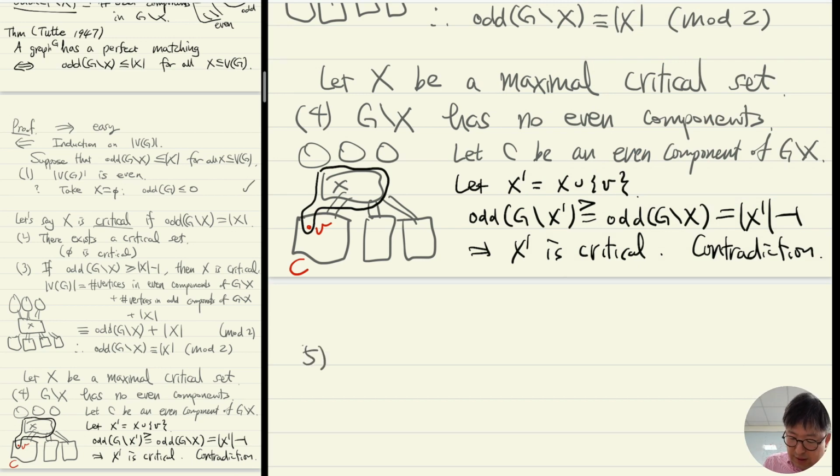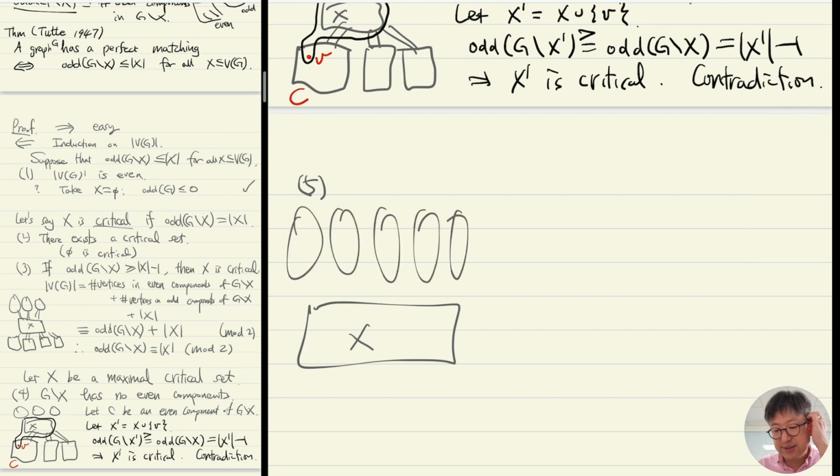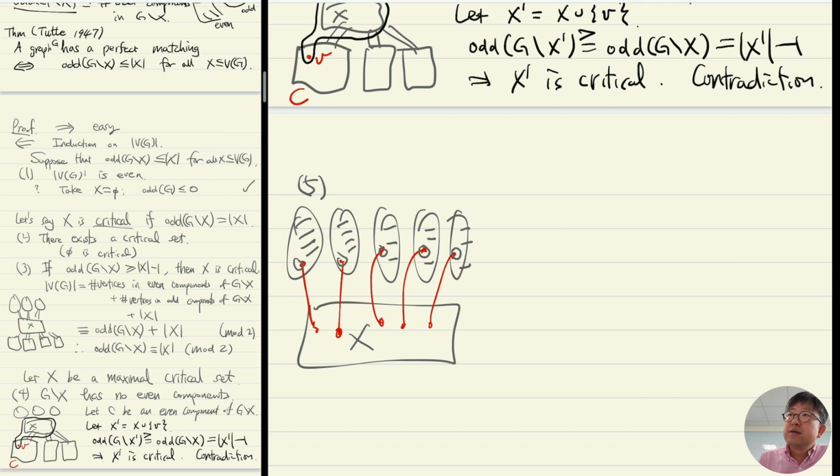Now, here's the sketch. From now on, we don't have any even component, but we do have odd components. So what we're going to do is pair them up. Our goal is to link vertices in X to some vertex in distinct odd components, and then in the remaining part, we will find a perfect matching covering all vertices except this one vertex in each component. So that's the goal. So the next claim is the following.